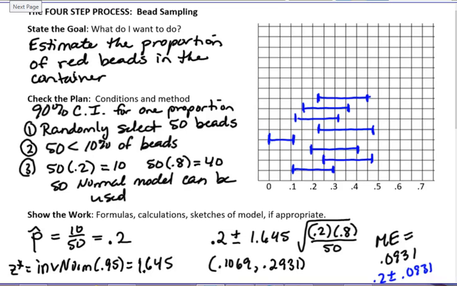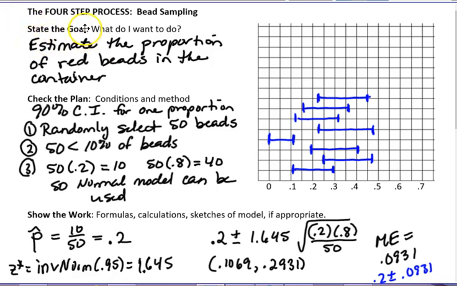Now in this video we're going to walk step by step through the 4-step process used in inference procedures and do an example using our bead sampling of a confidence interval for a population proportion. So our 4-step process, which I really want you to follow every time, is going to help you with organizing your thoughts and getting full credit on the AP exam, for example.